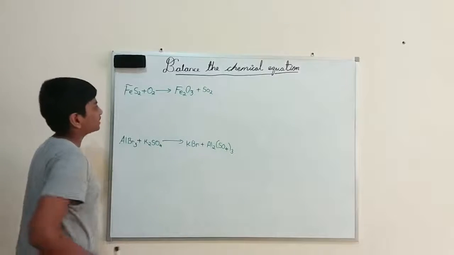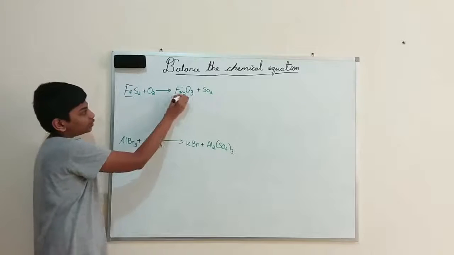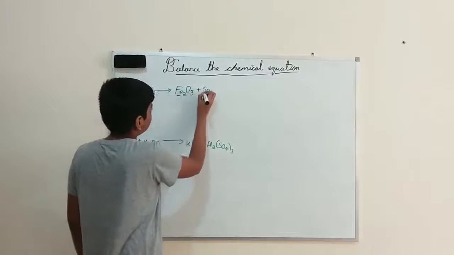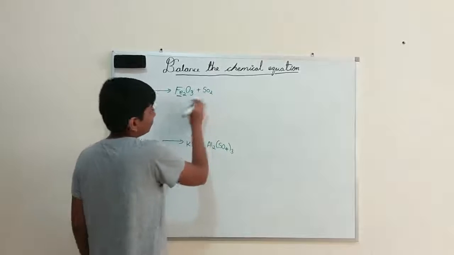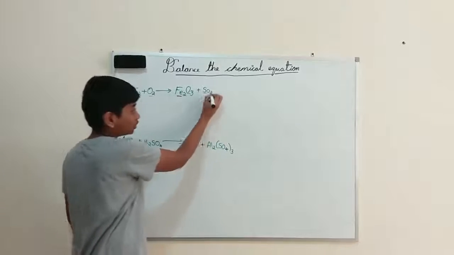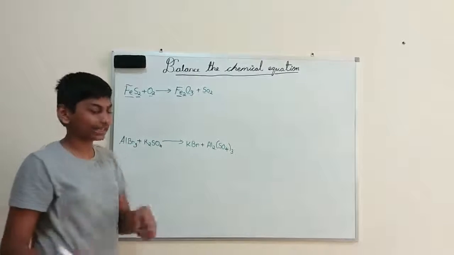So FeS2, here how much iron is there? Here 1. But here there are 2 irons. And here how much sulfur is there? There are 2 sulfur. But here there is only 1. Here how much oxygen? 2 oxygen, but 5 oxygen if you closely see. Here O3 and O2. So 5 oxygen. What should I do? I should make them into an even number.